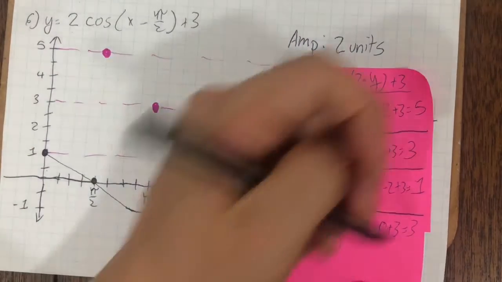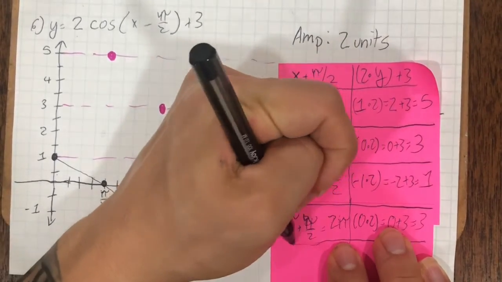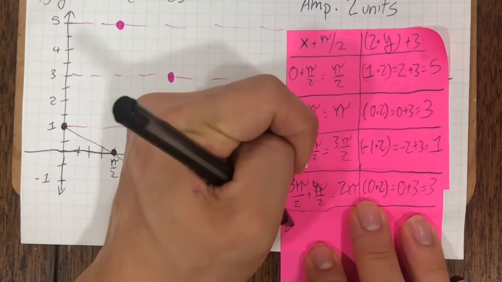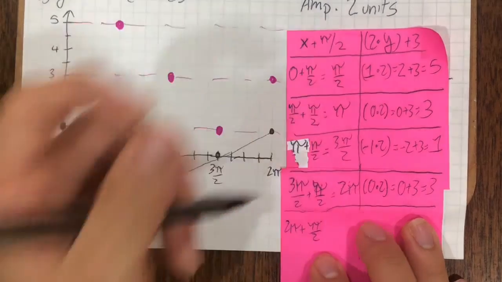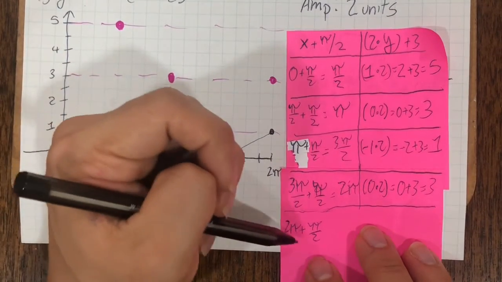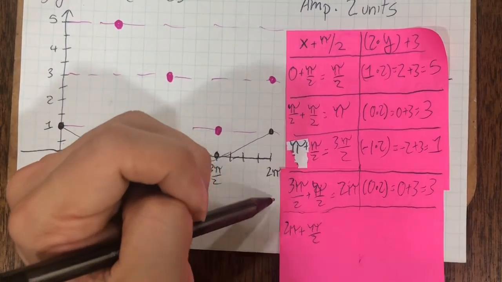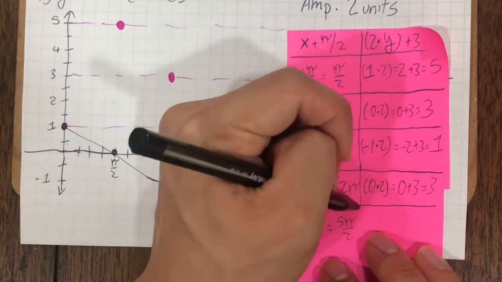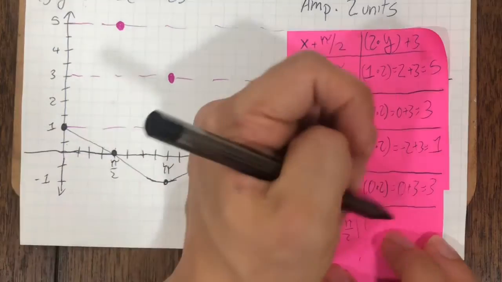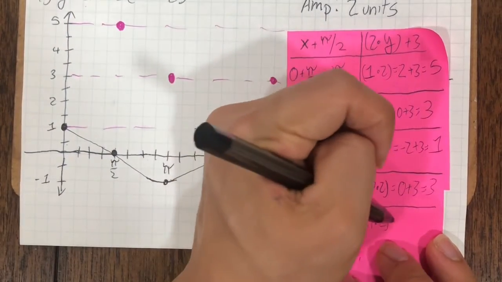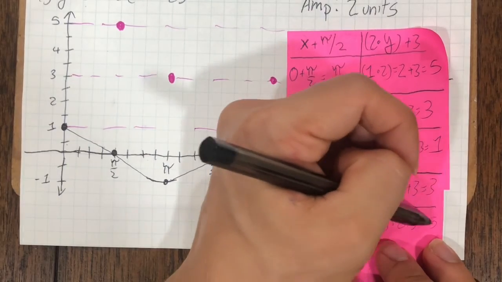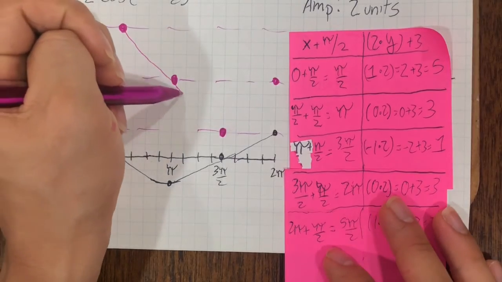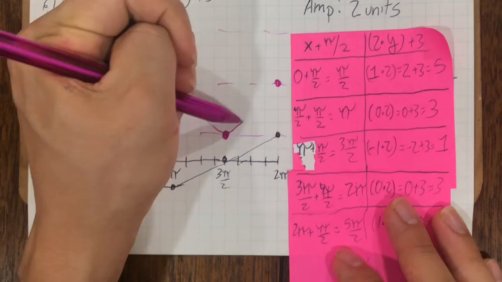If we take a look at 2 pi, it went above the cork board. All right, so we have 2 pi plus pi over 2. I need a common denominator, so I'm going to turn 2 pi into 4 pi over 2. So 4 pi plus pi is 5 pi over 2. Originally the Y value was 1, so 1 times 2 gives me 2, plus 3, and that gives me 5. The pattern will start to repeat at 5 pi over 2.